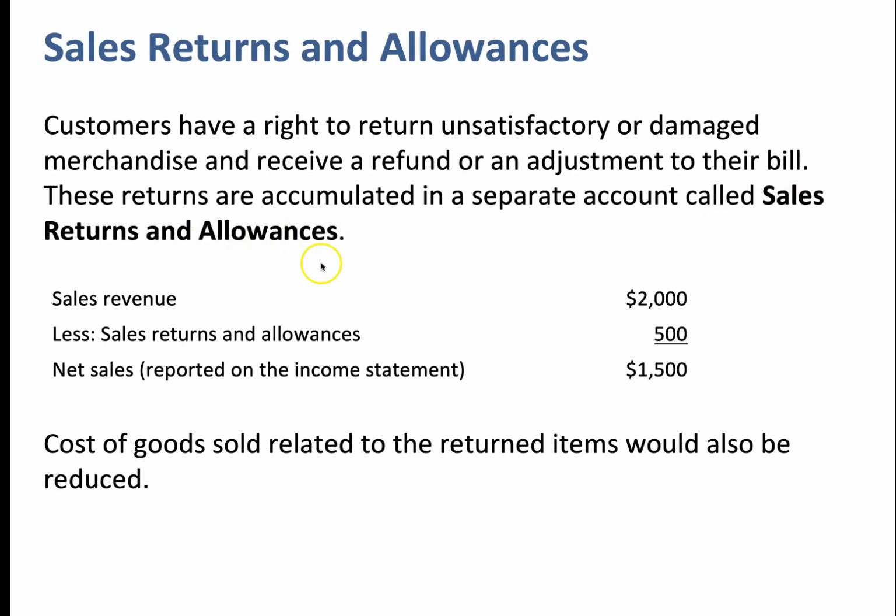Sales returns and allowances. Here's an example. Let's assume the company made $2,000 in sales. And from the previous history, the company knows that 2.5% of the customers are going to return the products. So 2.5% multiplied by the $2,000 gives us $500, which we set aside as allowances. This would be subtracted from the sales revenue, leading towards the net sales.